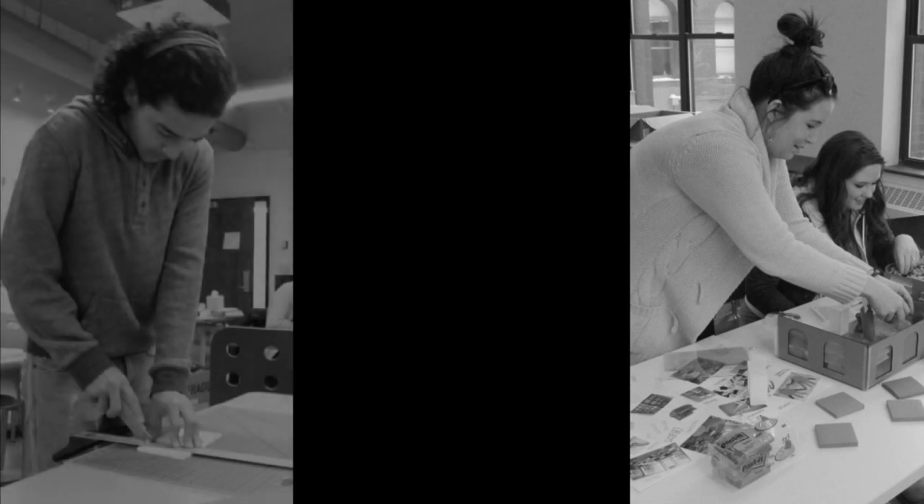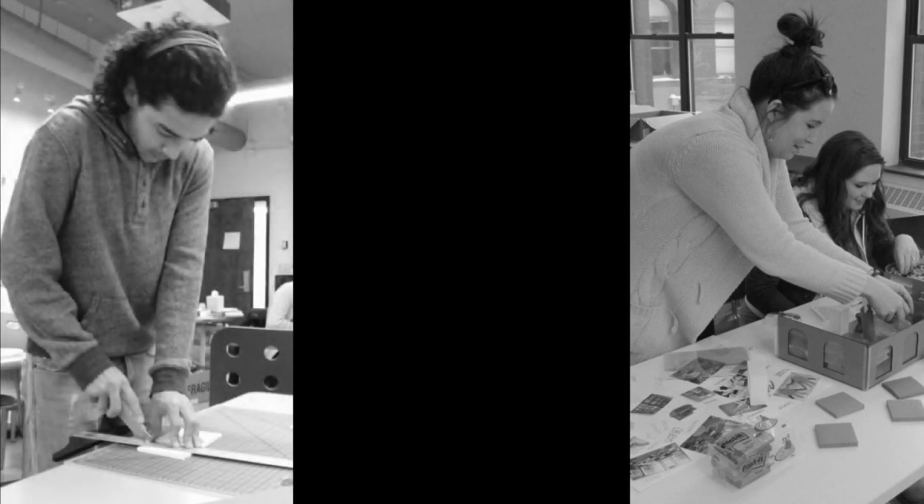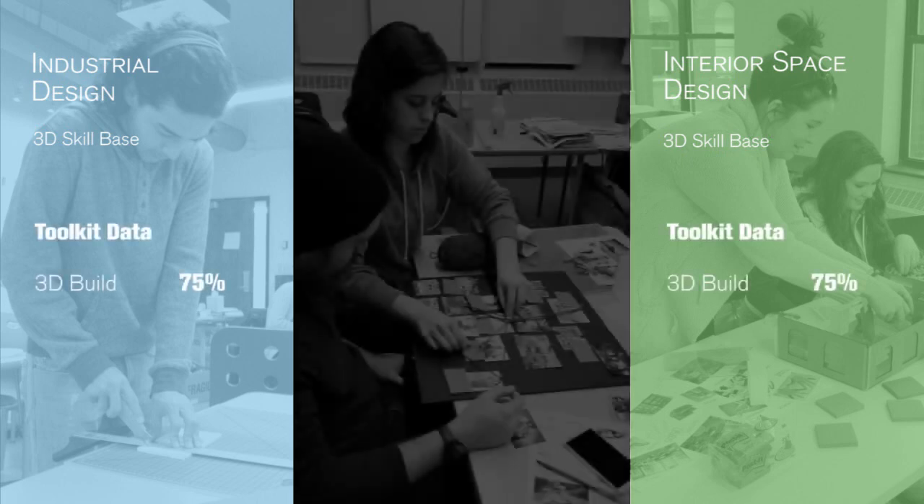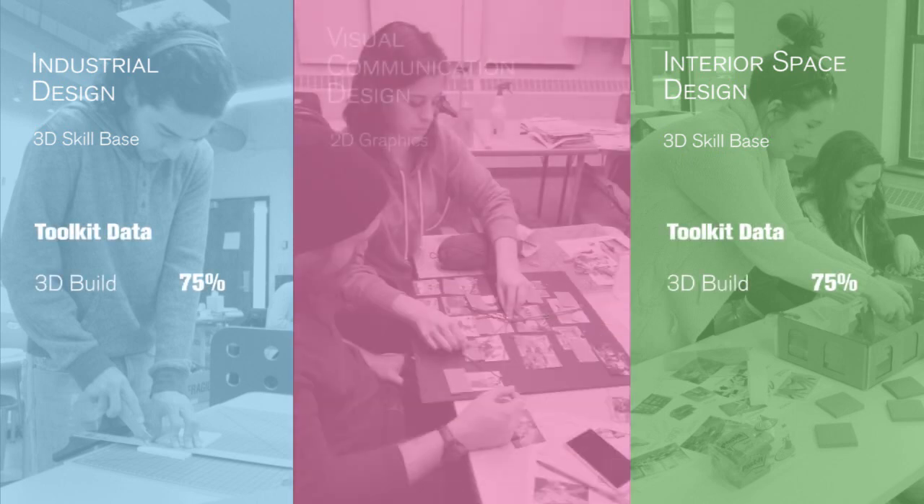Interestingly enough, subjects chose both materials and processes familiar to them. In their field, interior and industrial design students work extensively in 3D. This was reflected in their choice of construction methods. Groups of ID and IS students selected a construction method involving 3D components 75% of the time, while VC groups never opted for the 3D option.